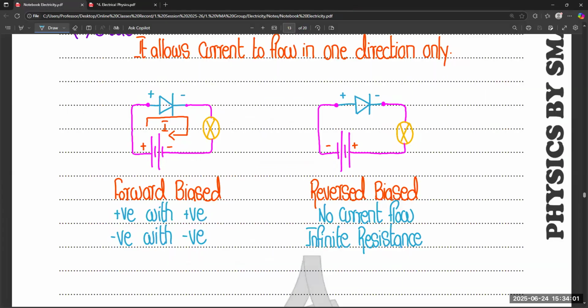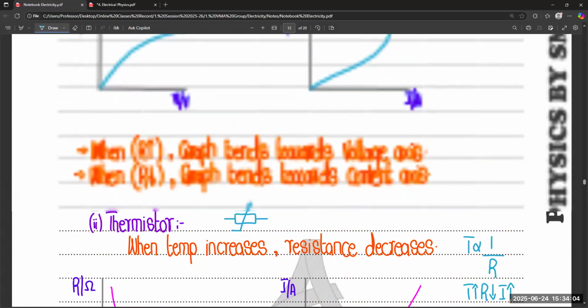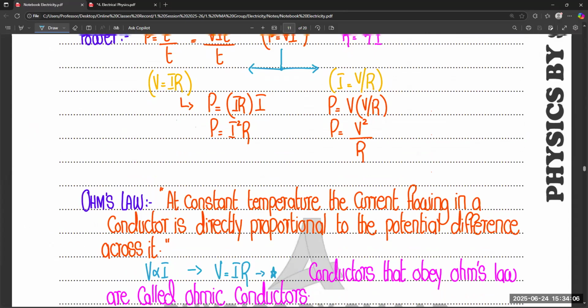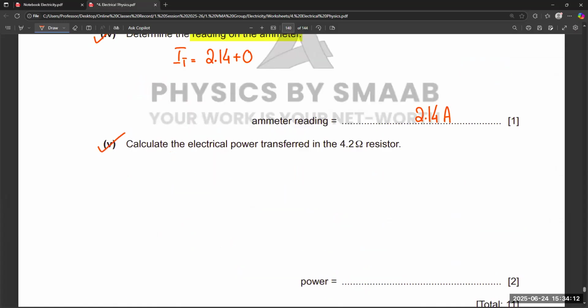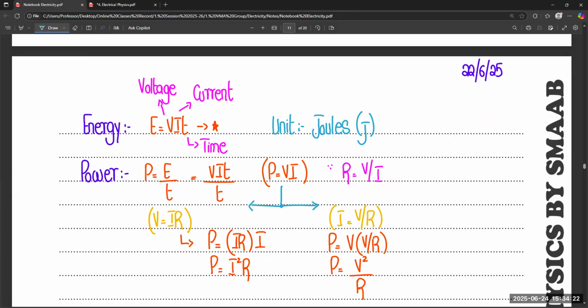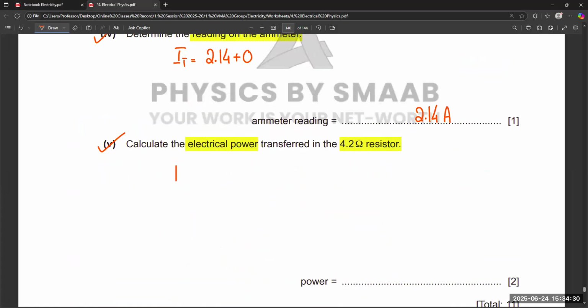And last time, I think we discussed the formula for electrical power and energy also. So the last part is: calculate electrical power transferred in the 4.2 ohm resistor. There are three possible equations for power. P equals VI, P equals I squared R, P equals V squared over R. So it's your choice. You can use any one. Let's suppose P equals VI. So voltage is 9, 12 minus 3, and the current value is 2.14.